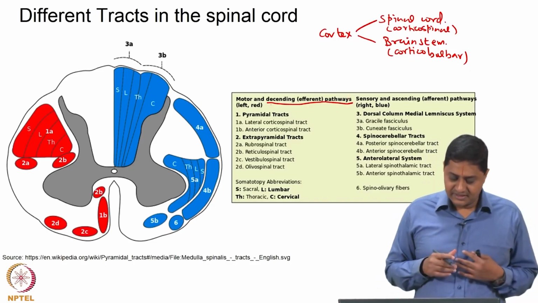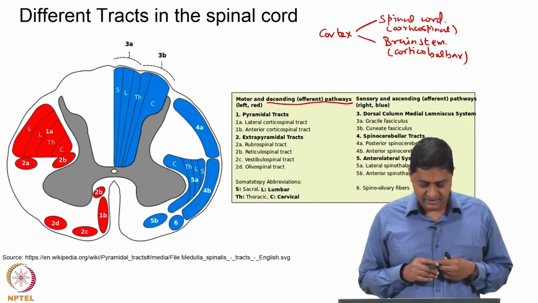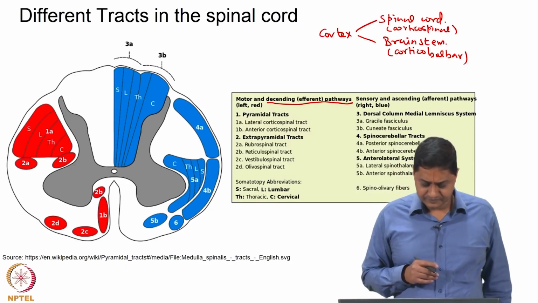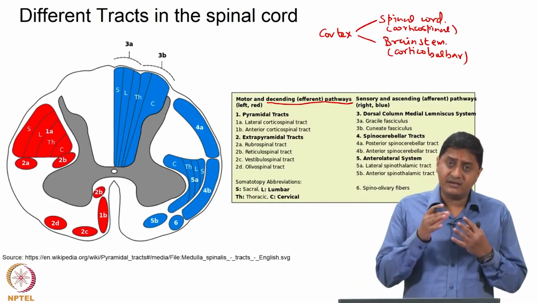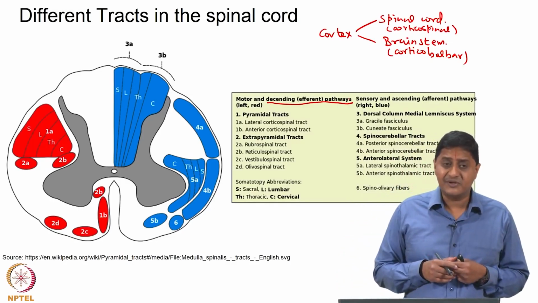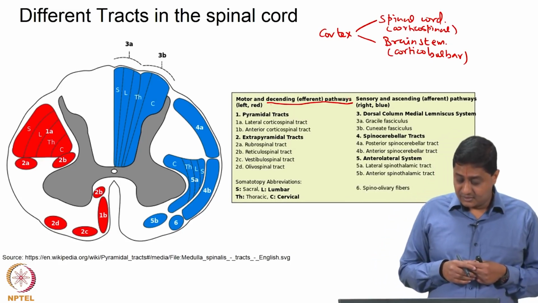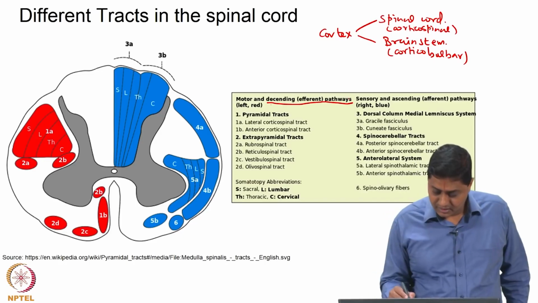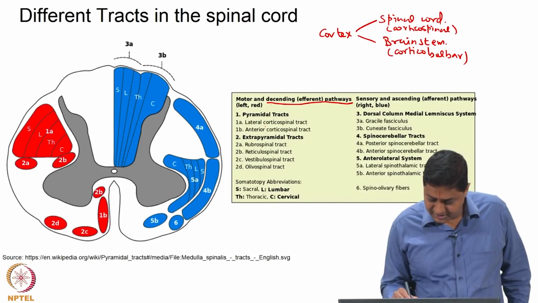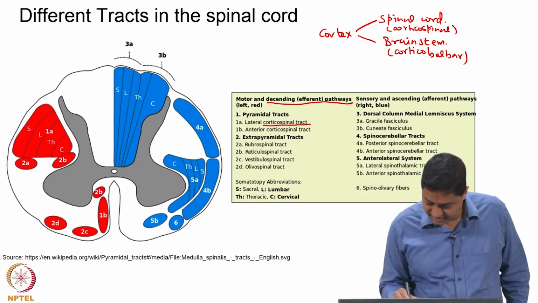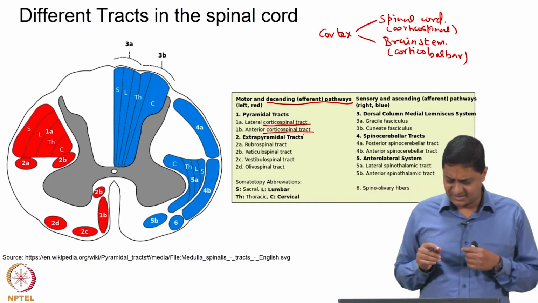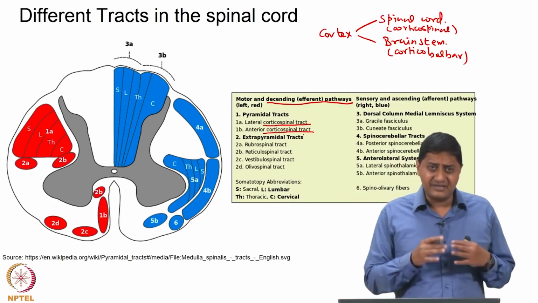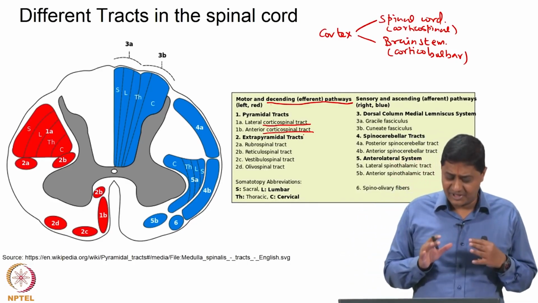So, what are the descending pathways received at the level of the spinal cord? Note that it is not only the cortex that sends descending pathways to the spinal cord, there are others. What are the others? These are the corticospinal tract, which is already discussed, and then what is called the extrapyramidal system. What do you mean by that? The pyramidal tract is one of the major sources.